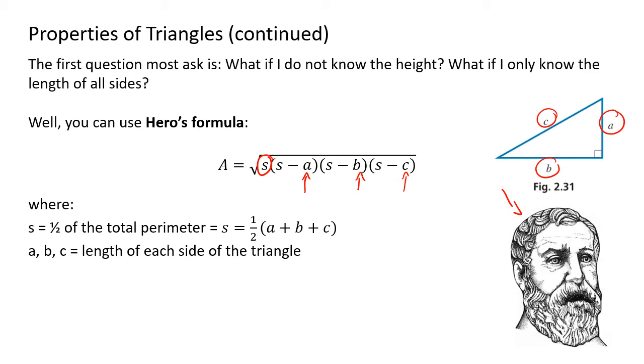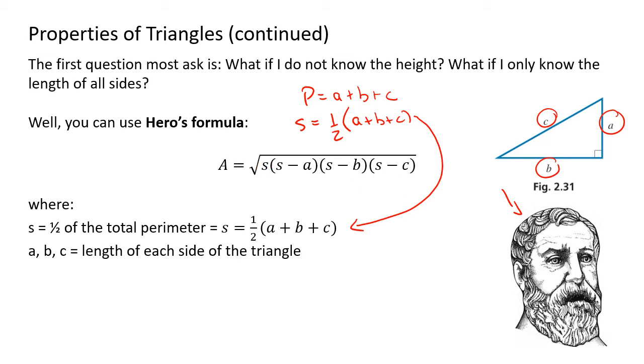The other concept is S, and S is half of your perimeter. Remember, your perimeter was the sum, A plus B plus C. So S is simply 1/2 of A plus B plus C. Using this formula, you multiply together S, the half perimeter, by the difference between that half perimeter and each side. So S minus A times S minus B times S minus C. And then you take the square root of all of that.